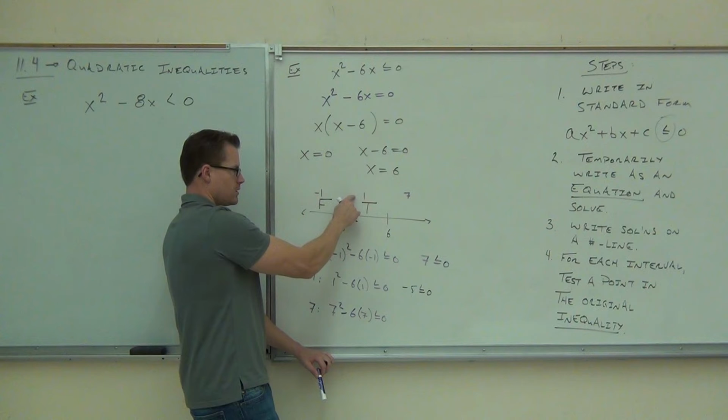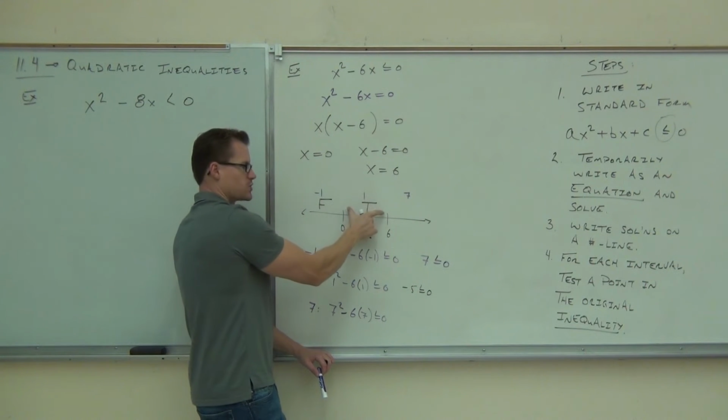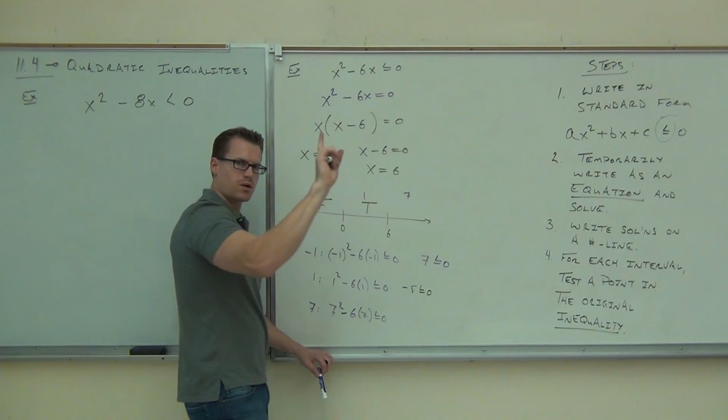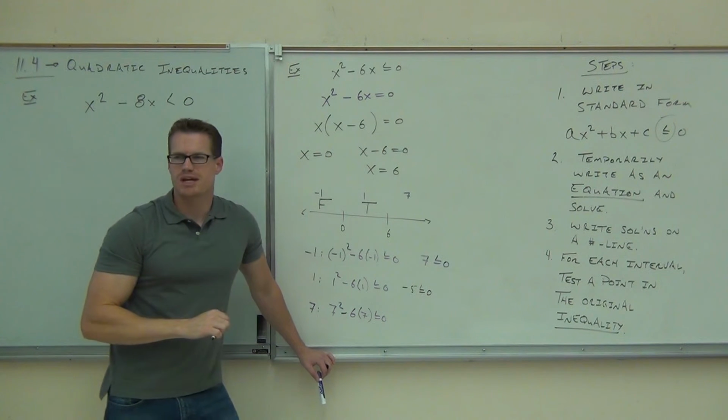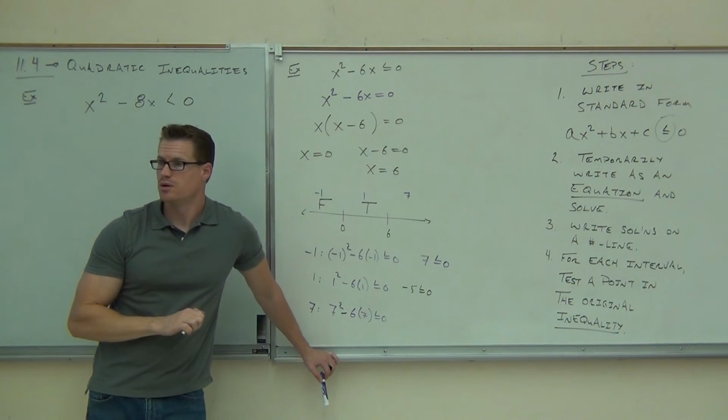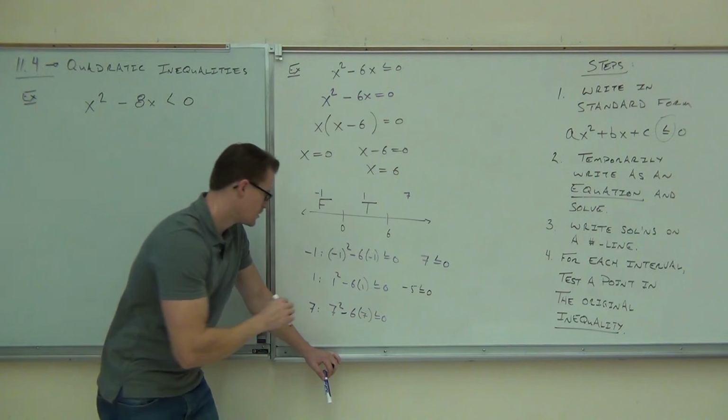So I checked 1, it was true. I'm going to put true for that whole interval. You only need to check 1 point, not a whole bunch of them, just 1 point. Next I'll check 7. What should 7 be? Should it be false or true? False. It should be false.